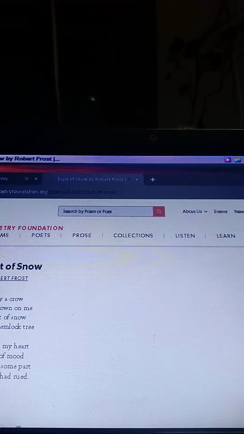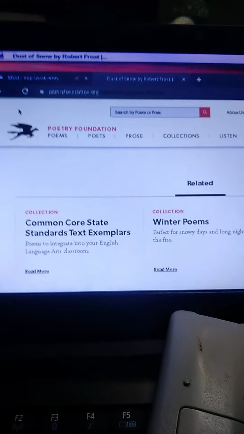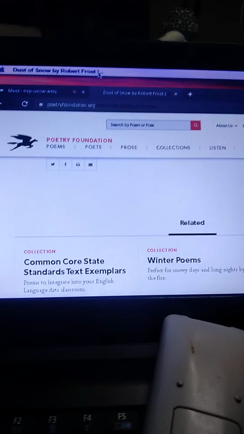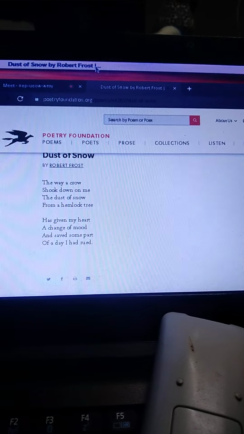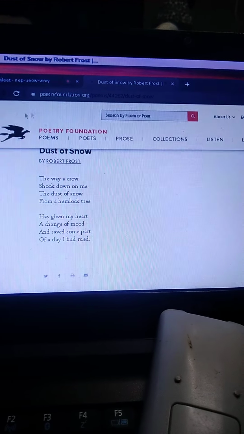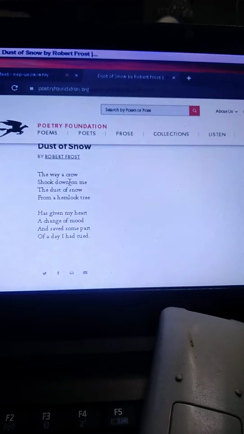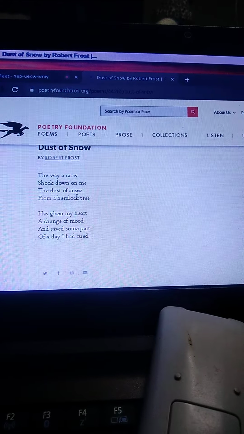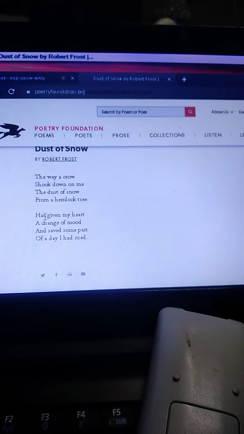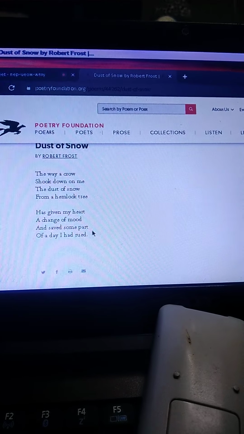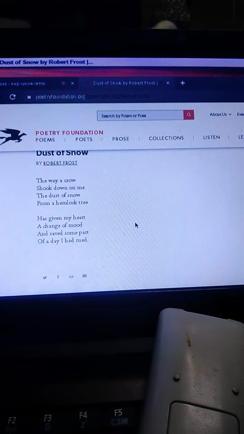As I move a little, you can see that the poem is a very short poem. So it's just an 8-line poem. It says, "The way a crow shook down on me the dust of snow from a hemlock tree has given my heart a change of mood and saved some part of a day I had rued."